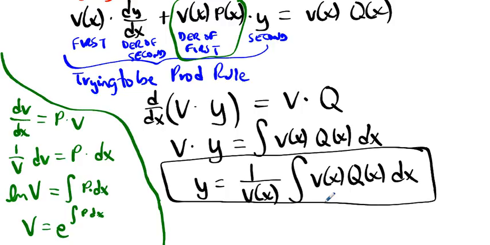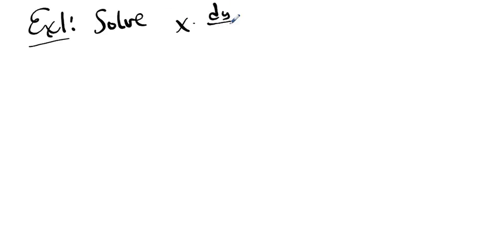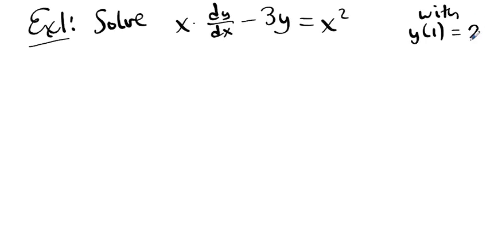And you're going, you are going to have to show me something. And I intend to. Let's solve x times dy/dx minus 3y is x squared with the y value when x equals 1 equal to 2.